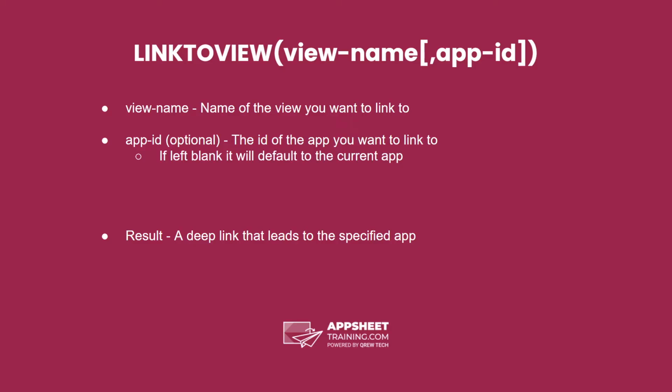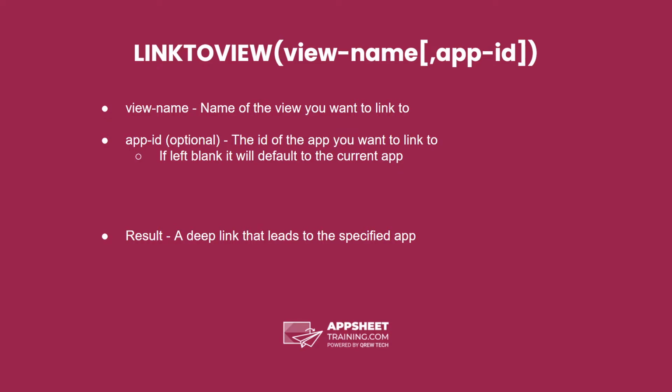The link to view expression has up to two parameters. The first is the name of the view you want to link to. The second is an optional parameter, which is the ID of the app you want to link to. If this is left blank, it will default to the current app.